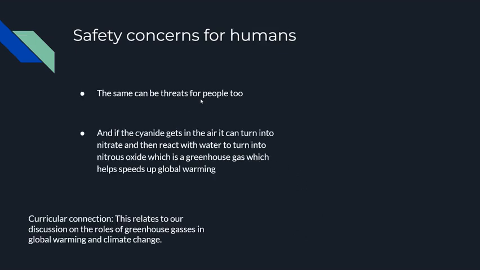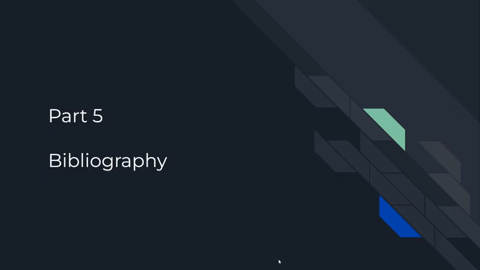And then safety threats for humans. The same threats previously stated in the slide before can also apply to humans. And another safety threat: if cyanide gets in the air, it can turn into nitrate and then react with water to turn into nitrous oxide, which is a greenhouse gas that helps speed up global warming and climate change. And this is another curricular connection. This relates to our discussion of the roles of greenhouse gases in global warming and climate change.